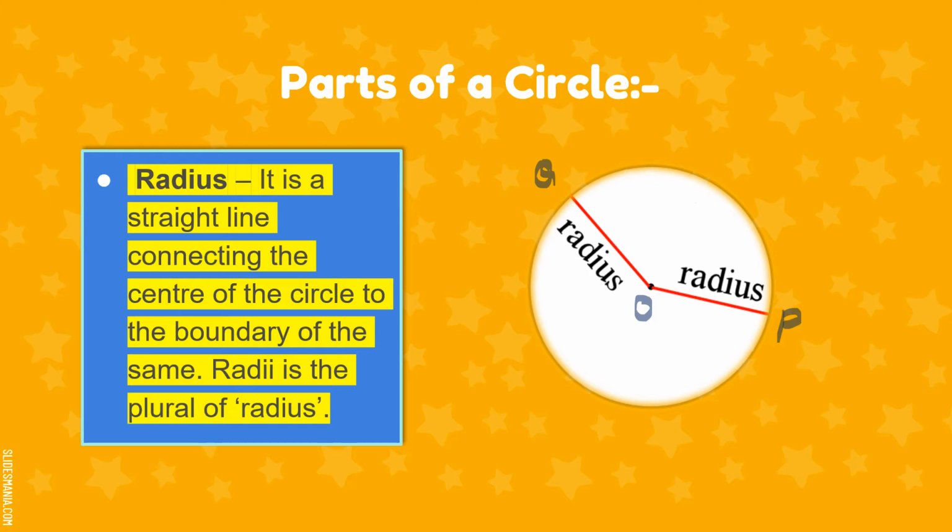one will be, and you know what is a radius? It is a line segment. So you'll write OP and put a line on top, and the second one will be OQ. And how many radii can we draw in a circle? We can draw infinite radii.